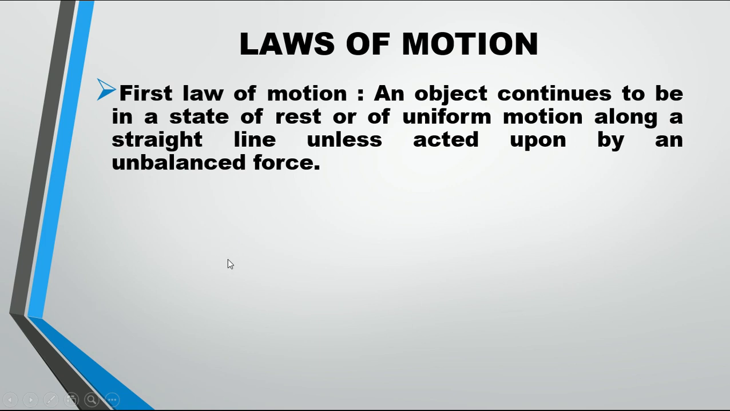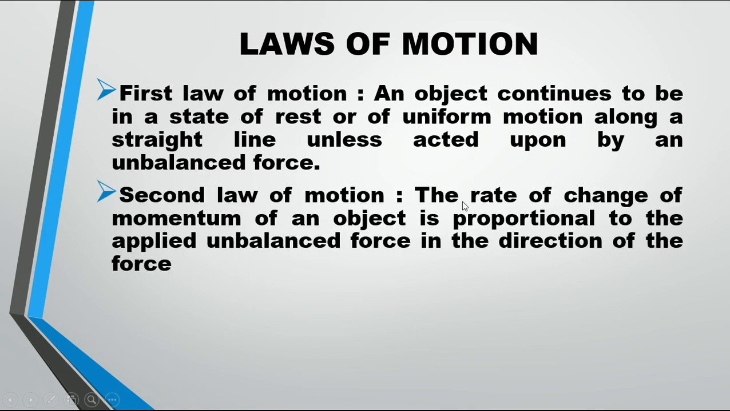Then the second law of motion. What was the second law of motion? The rate of change of momentum of an object is proportional to the applied unbalanced force in the direction of the force. From this second law of motion, you have studied an equation for force. What was the equation of force? F is equal to ma. m is the mass of the object and a is the acceleration. F is equal to ma.